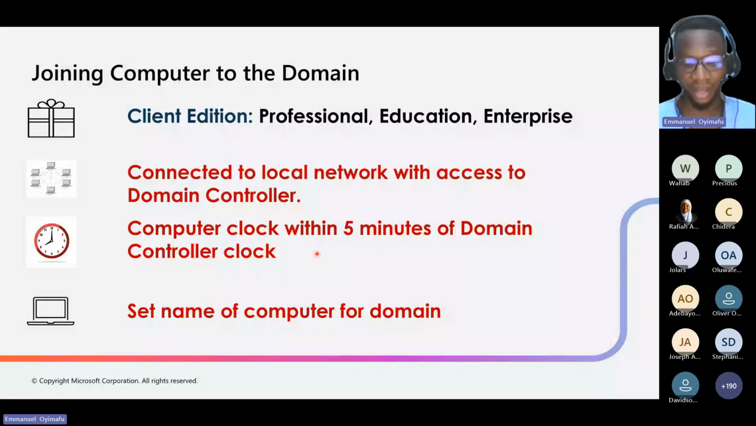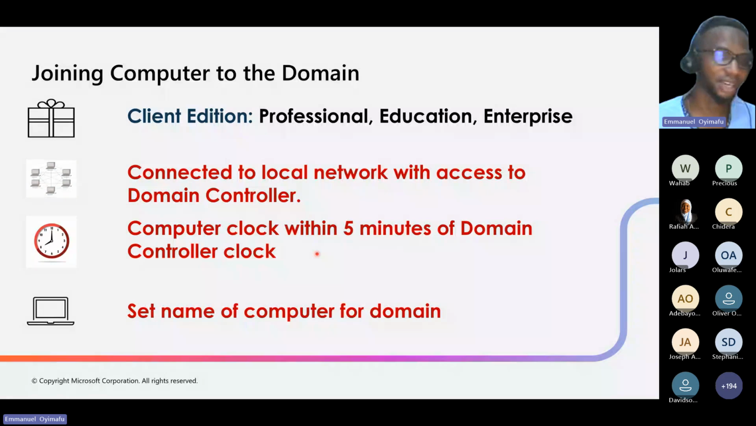So all these things are very important that we need to note. One, the client edition is very important. If you are using Home edition, you can't join it to a domain. You can only use Professional, Education, and Enterprise. Then another one, it has to be connected to the local network with access to the domain controller. That's even one of the most important things, because if there's no connectivity between that computer and the domain controller, it won't work.